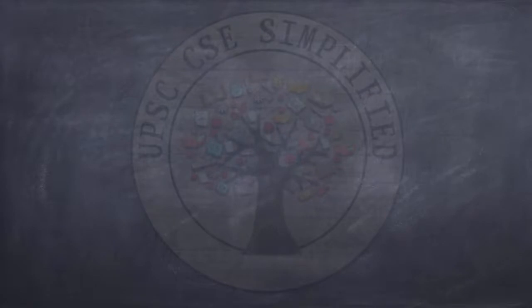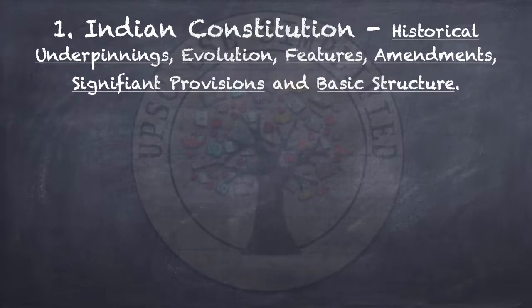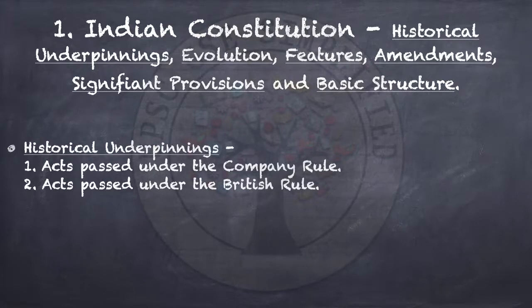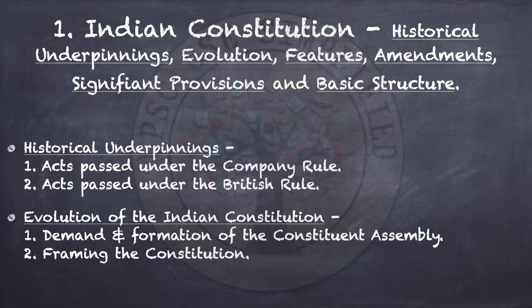Let us see the themes of General Studies 2 mains and various topics in it. So the first topic is Indian Constitution: historical underpinnings, evolution, features, amendments, significant provisions, and basic structure. In historical underpinnings, we will study two main themes: acts passed under the Company Rule and acts passed under the British rule. In evolution of the Indian Constitution, the first topic will be demand and formation of the Constituent Assembly and then framing of the Constitution.